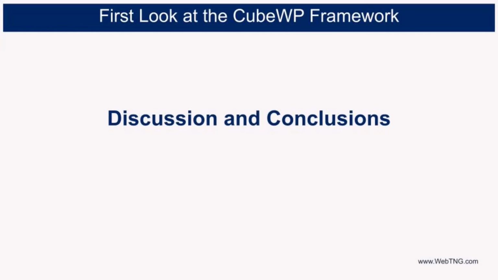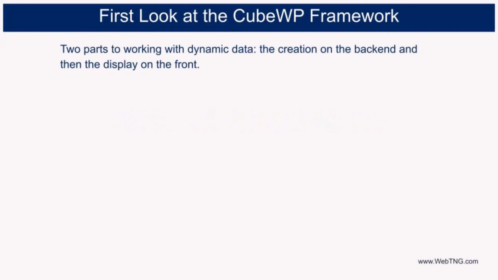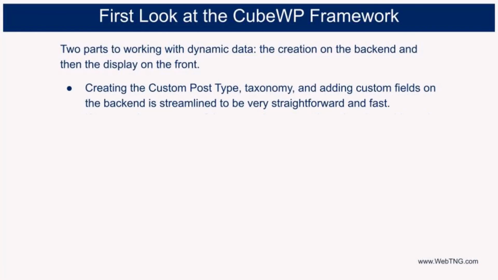Now for some discussion and conclusions. It's clear from the core framework and the list of premium extensions that CubeWP wants to be an end-to-end solution for working with dynamic data. Now, there are two parts to working with dynamic data: the creation on the back end and then the display on the front. I found the process of creating the custom post type, taxonomy, and adding custom fields on the back end to be very straightforward and fast.